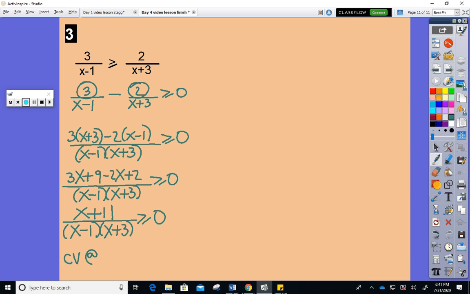So what are your critical values? You've got 3 overall. Do you see negative 11 on the top, 1 and negative 3 on the bottom? Hope so. Now, we need to do our number line. We need to do our sign chart. So I've got 3 divisions, 3 divider bars that I need to create. I've got negative 11 to the left, negative 3 in the center, and 1 on the right.